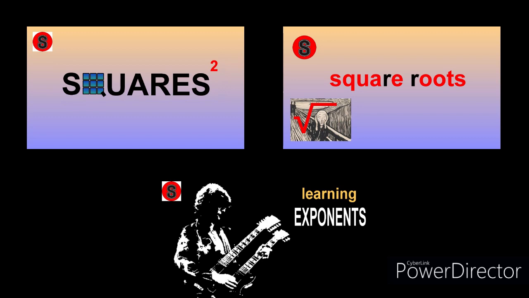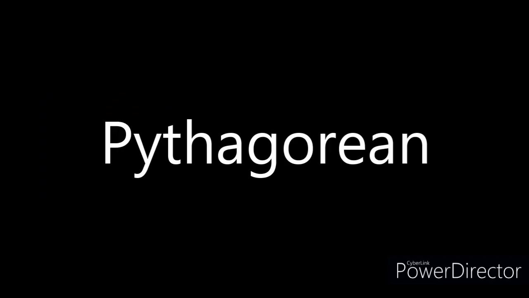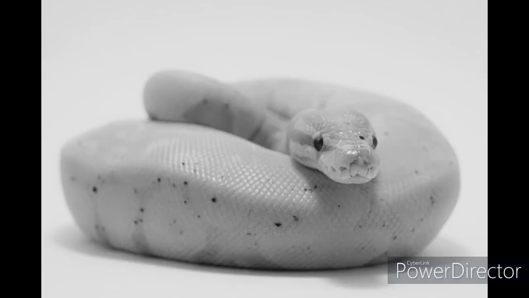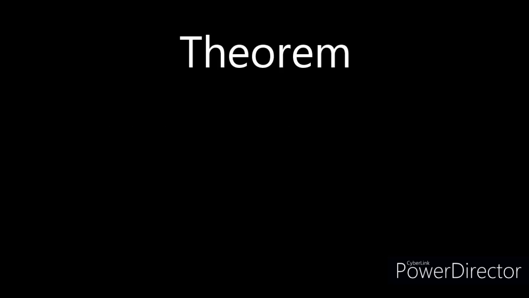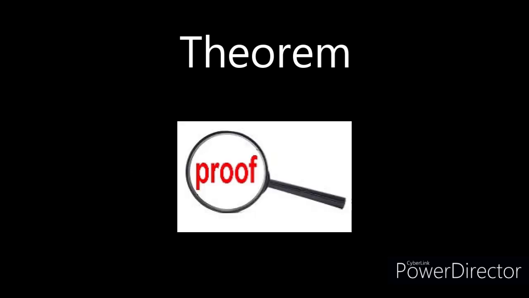Moving on, today we'll talk about the Pythagorean Theorem. Those are two big words, Pythagorean and theorem. Let's start with Pythagorean. Pythagorean comes from the dude Pythagoras, a really smart Greek thinker in the ancient times. Now, a theorem is simply a statement that can be proven. Let's just remember that for a theorem to be true, it needs proof.